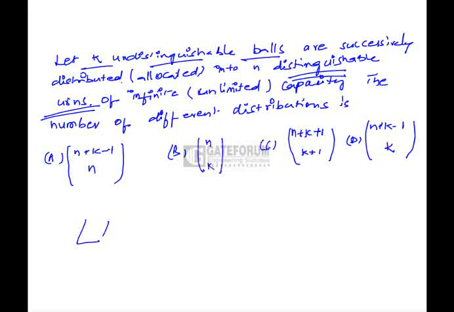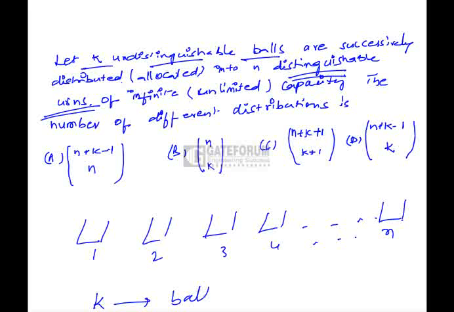So it is given that there are n urns whose capacity is unlimited. So first, second, third, fourth, and so on up to n urns, and the capacity of each urn is infinite. And k balls are there, and we have to distribute. In how many ways can we distribute these k balls into these n urns?